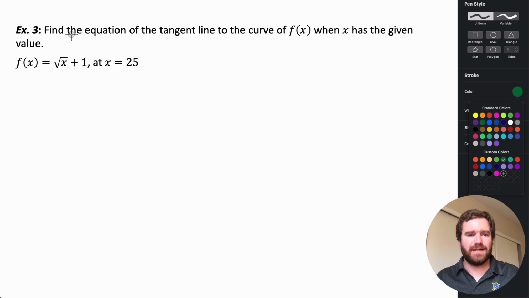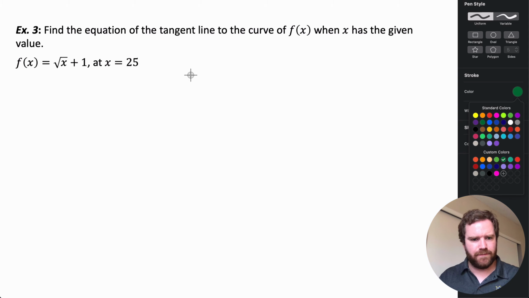For this example, it's asking me to find the equation of the tangent line to the curve of f of x when x has the given value, so when x is 25. So again, when we're trying to find the equation of a tangent line, that means I need a point and my slope. So to find my slope of my tangent line, I need to find the derivative of f of x, and then I would find the point by plugging in x equals 25.